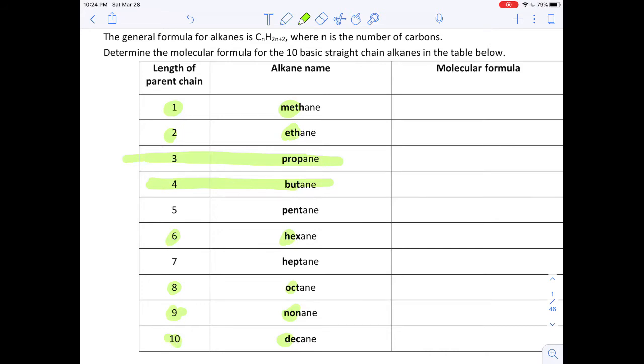Those are pretty easy from your math classes to remember, but you really want to know the first four for memorizing sake. You're going to see them a lot, so it'll start to click in once you've done some practice, but that's pretty important.